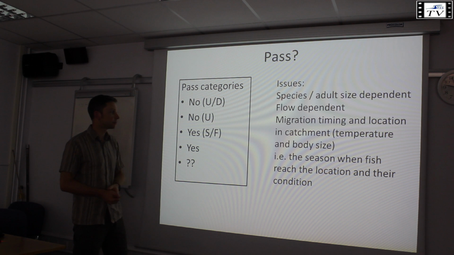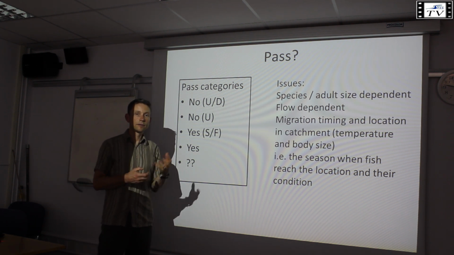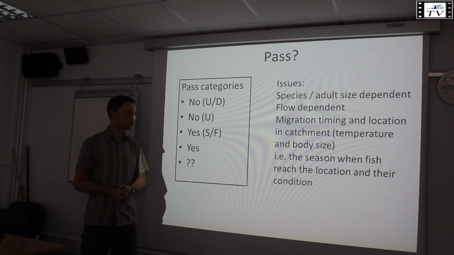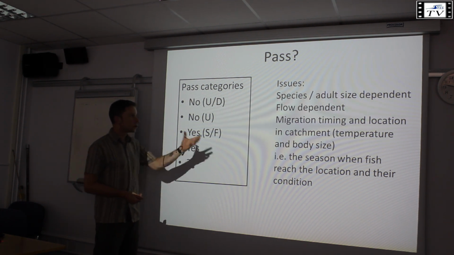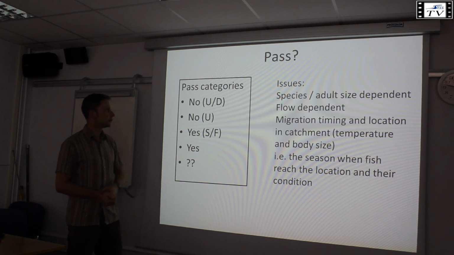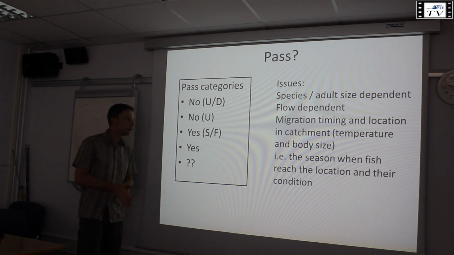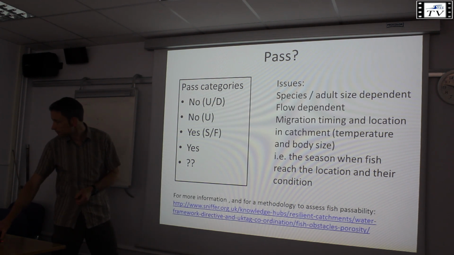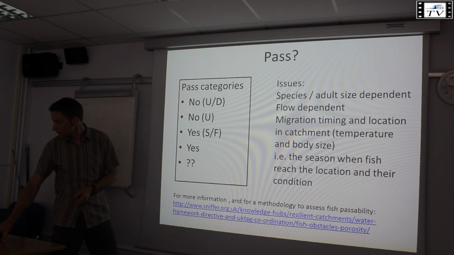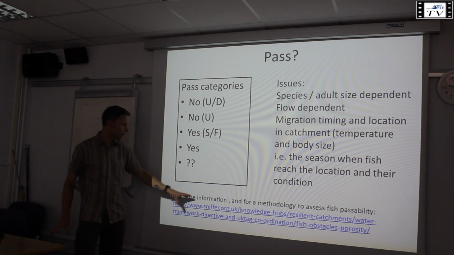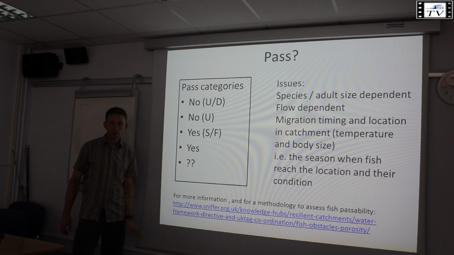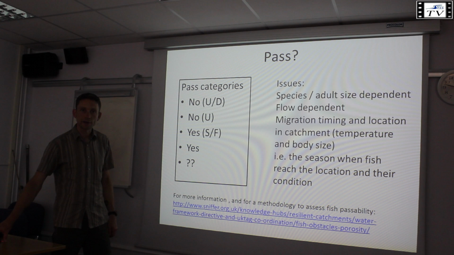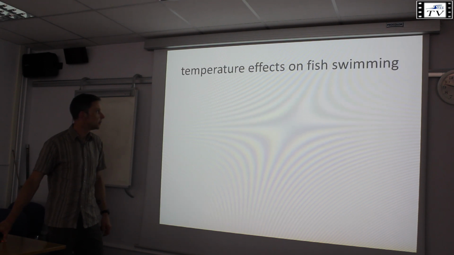And if you're going to put down question marks, then you've got to think about adding notes and putting down justification as to why you're unsure. There are issues depending upon the species and the adult size, the flows, and other information that you need to have as to whether or not these locations are going to be problems. For more information on this methodology, you can go to the Sniffer website, where you can find a more robust and specific technique for looking at obstacles for fish.